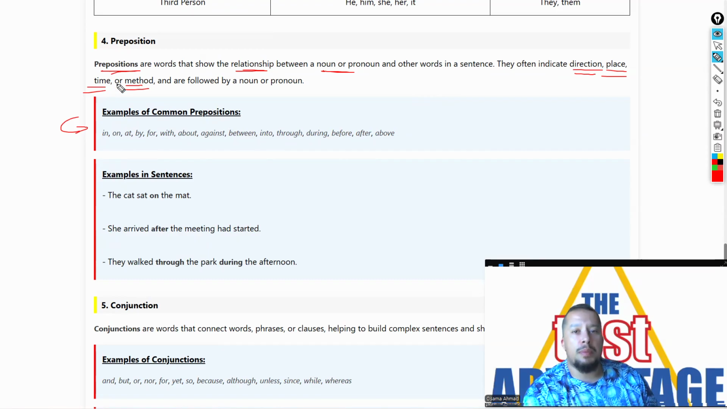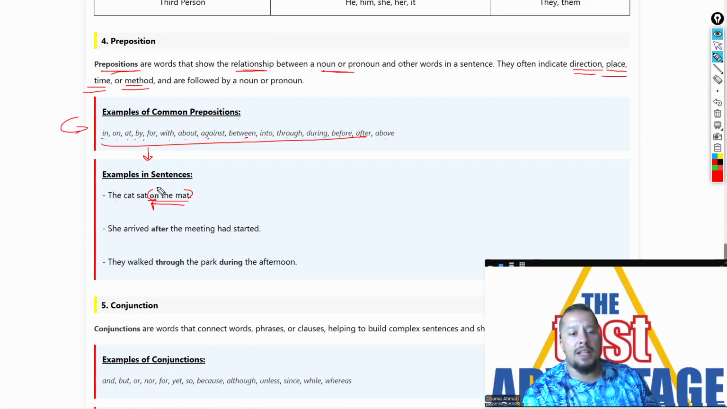So here are some common prepositions. In, on, at, by, for, with, about, against, between, into, through, during, before, after, both. These are example prepositions. Common. Learn them. And look at this examples. The cat sat on the mat. شايفين ده preposition? ده phrase بتاع preposition كلها.